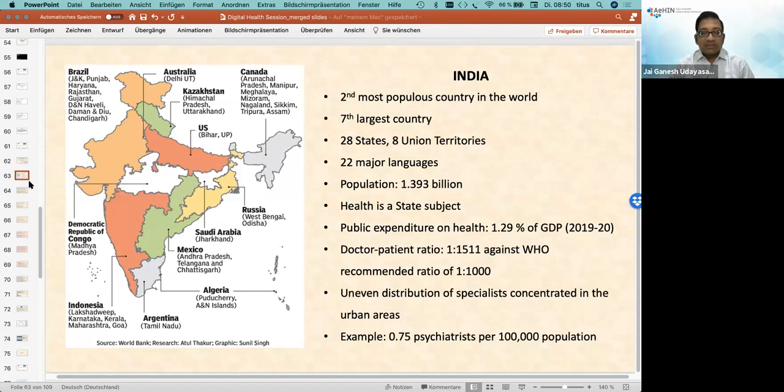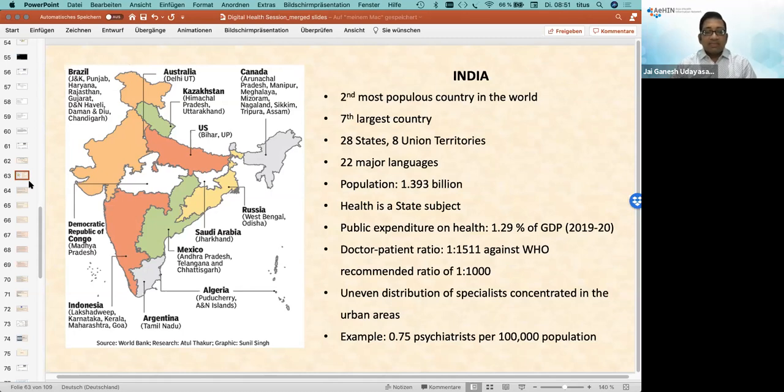And health is a state subject in our country, and the public spending is about 1.29% of the GDP as of 2019-2020. And the doctor-patient ratio, this is something that I would like you to note. This is not exactly as per the recommended ratio of 1:1,000, but it's lower. So that brings about a disparity, with India actually being one of the exporters of, I would say, medical professionals. Most of the doctors abroad in NHS UK or the US are Indians. And even in India, most of the specialists live in the metropolitan areas. So we do have this disparity of access to them.